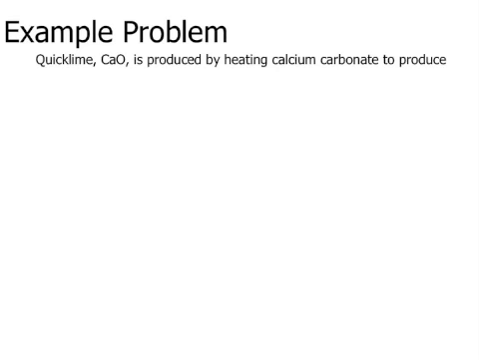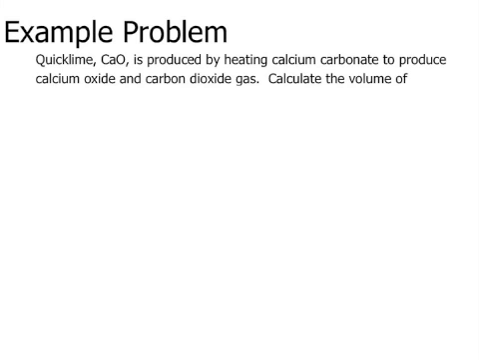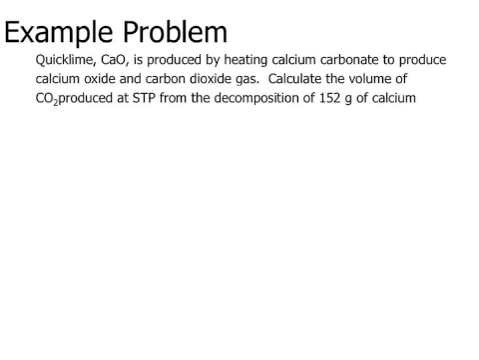This one says quicklime, which is calcium oxide, is made by heating calcium carbonate to produce calcium oxide and carbon dioxide gas. So this is a calcium carbonate decomposition reaction. We want to know what is the volume of CO2 produced at STP from the decomposition of 152 grams of calcium carbonate.